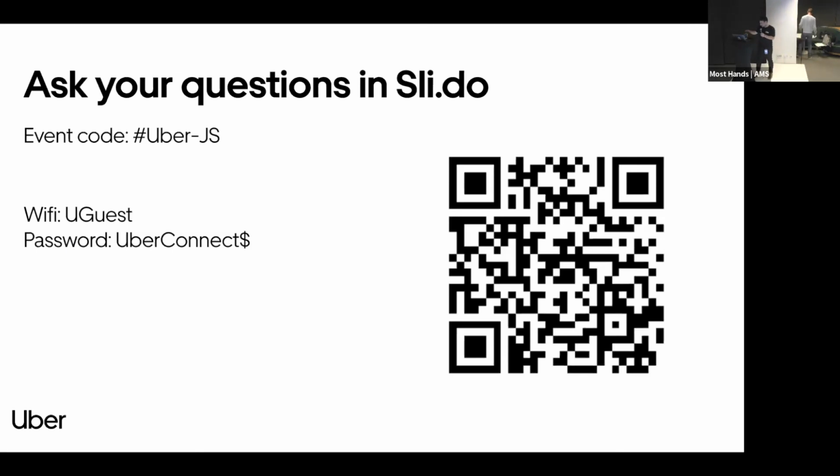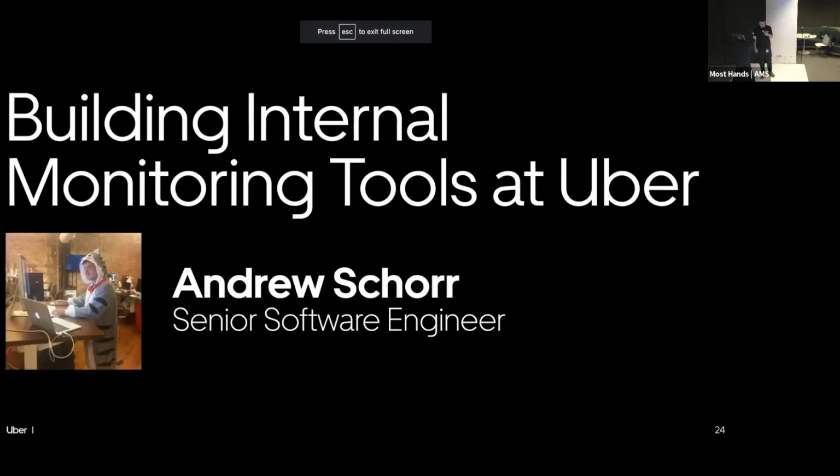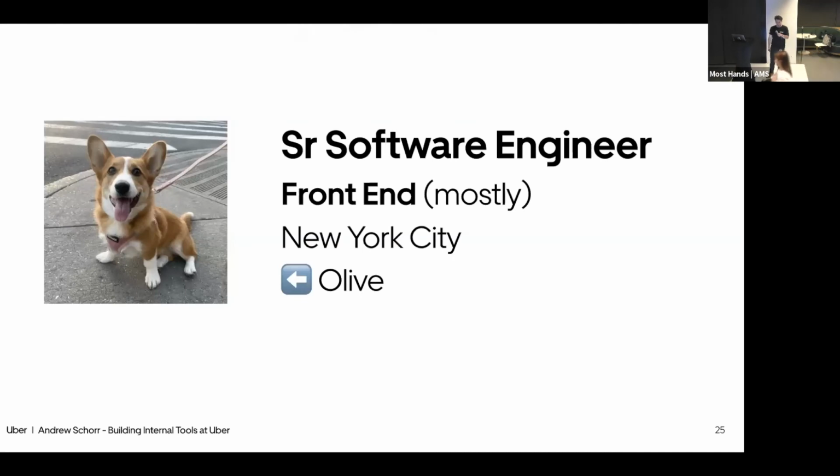So my name is Andrew. I do not know how to pronounce Uber, but I do know that our internal tools are called UMonitor. That's me. I'm a senior software engineer. I work on the front end mostly, based out of New York. And that is my corgi, Olive, who is back in the States.